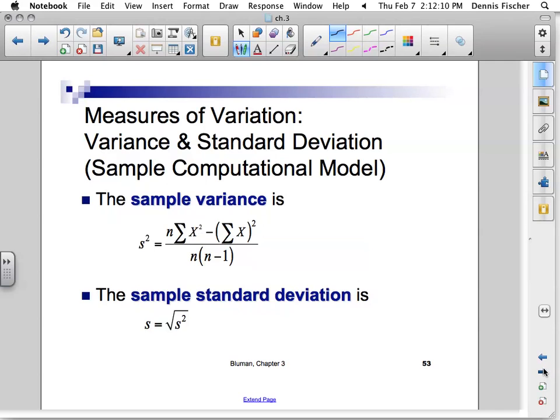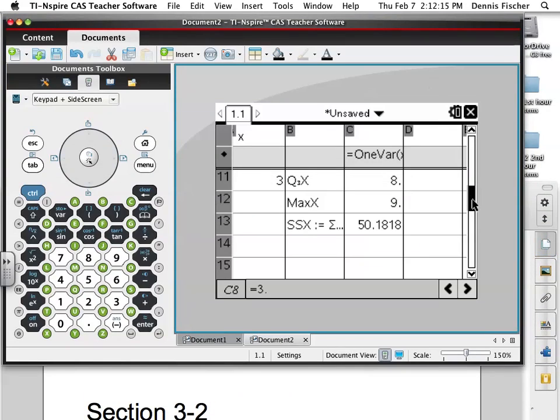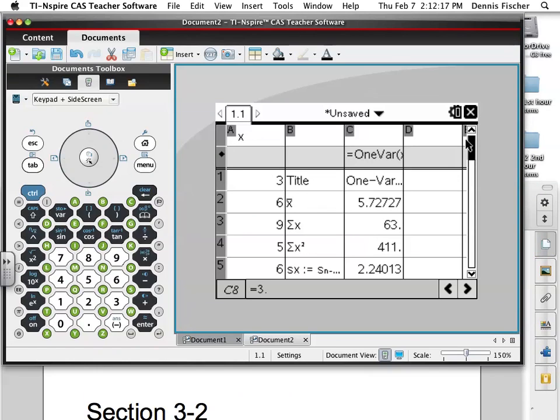Notice though, too, when you did it on the calculator, let's take your values and start a new document real quick.